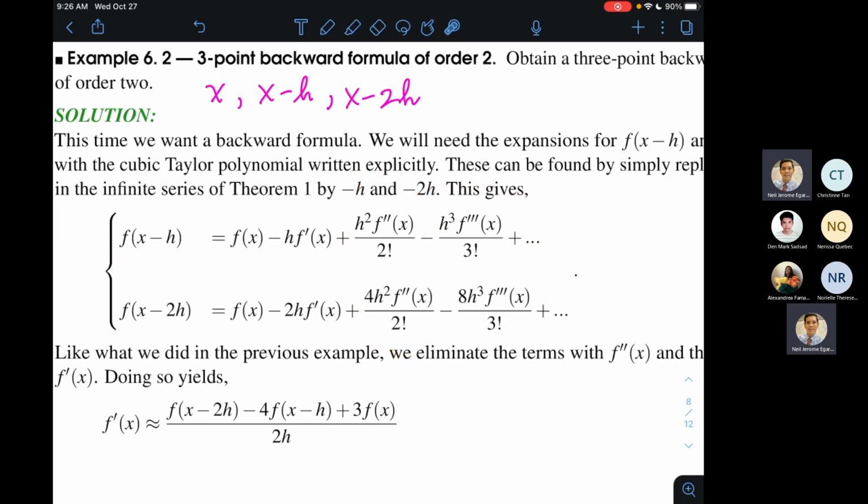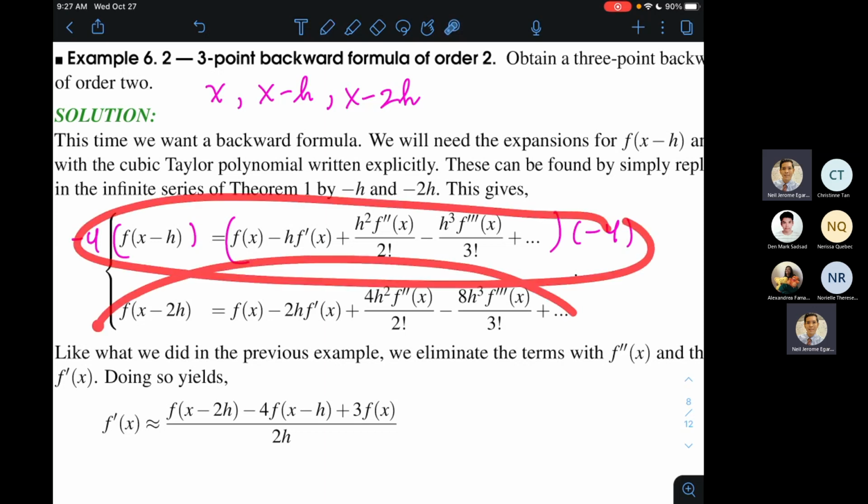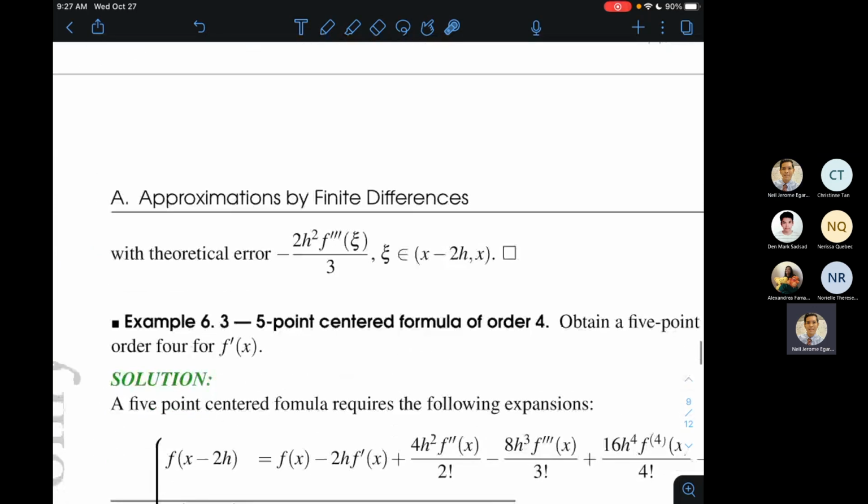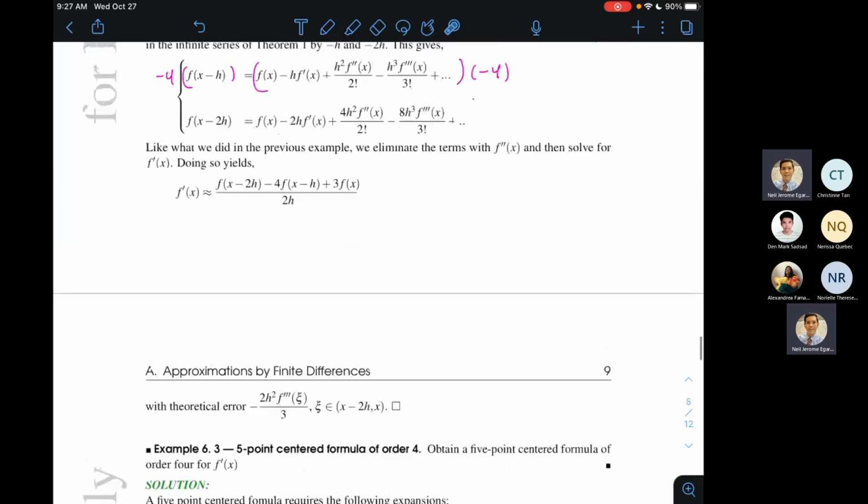We need to eliminate the terms with f double prime. But again, we can get rid of them by multiplying both sides of the first equation by negative 4. And then after multiplying by negative 4, we add the resulting equation to the other equation. And then from there, do algebraic manipulations as what we did in example 6.1 in order to get this formula for f prime. And again, you will see that this looks very similar to what we got from 6.1. And then the error term will be this guy. This is the remainder from the expansion of this.